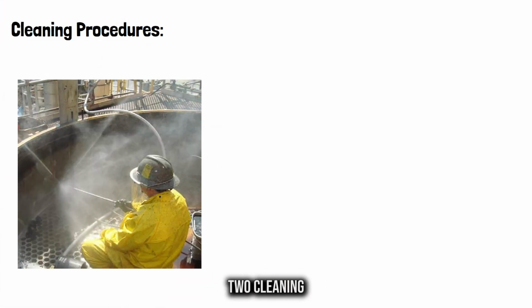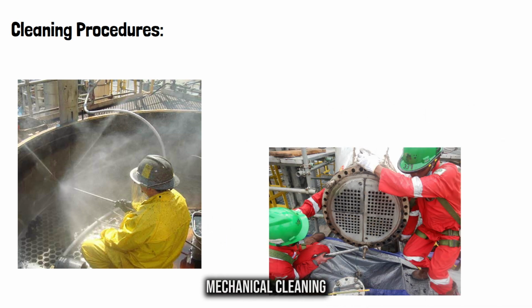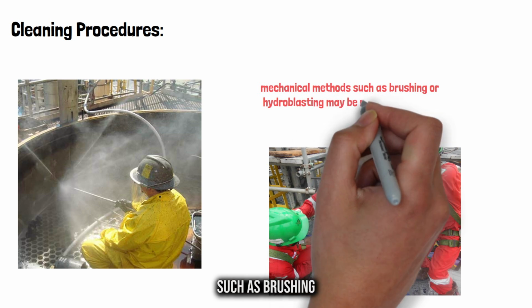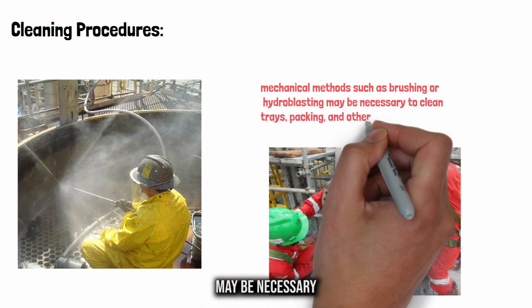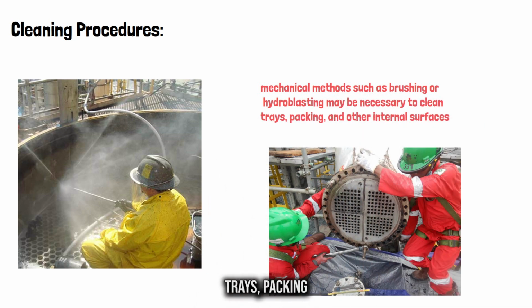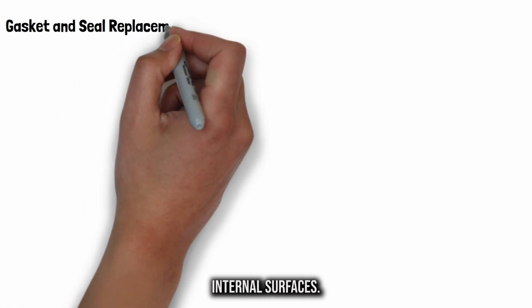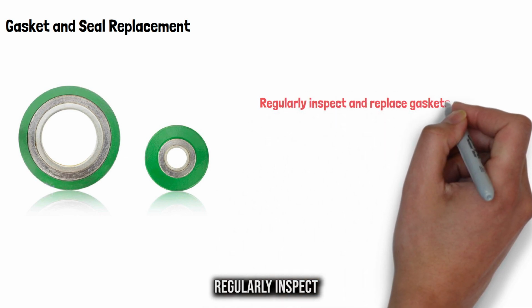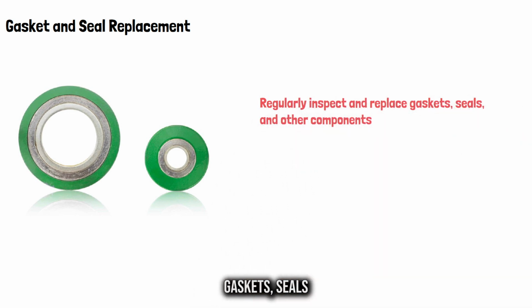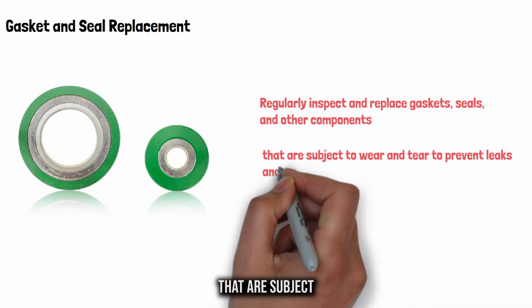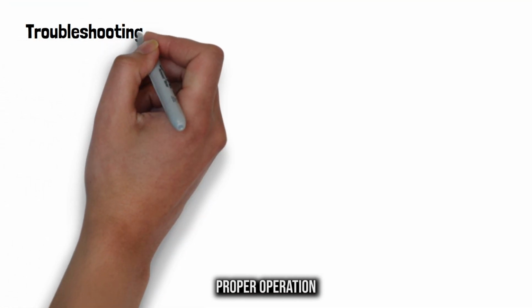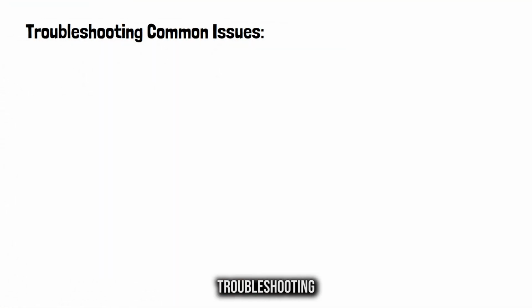2. Cleaning procedures. Mechanical cleaning. For severe fouling, mechanical methods such as brushing or hydroblasting may be necessary to clean trays, packing, and other internal surfaces. 3. Gasket and seal replacement. Regularly inspect and replace gaskets, seals, and other components that are subject to wear and tear to prevent leaks and ensure proper operation. Troubleshooting.